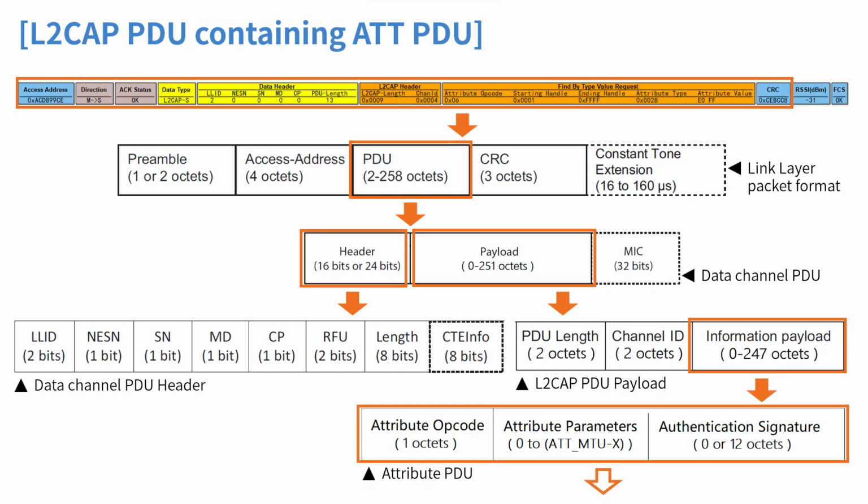When the payload of the data channel PDU becomes an LL data PDU, the combination of the payload will change. An LL data PDU is a data channel PDU that is used to send L2CAP data. An L2CAP PDU has PDU length, channel ID, and information payload fields. The PDU length equals the information payload size.